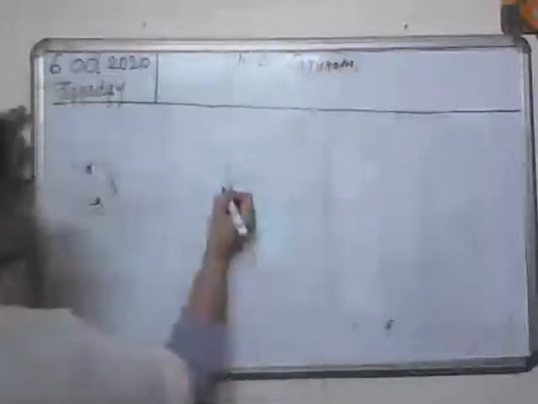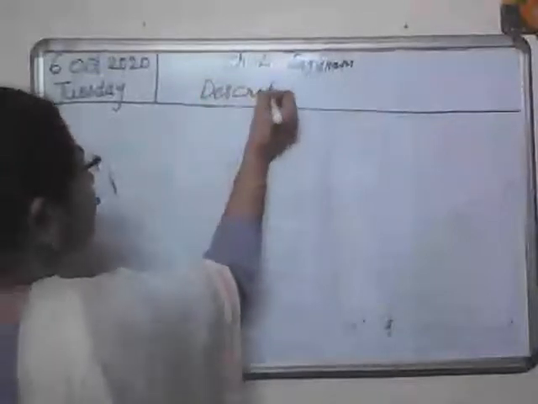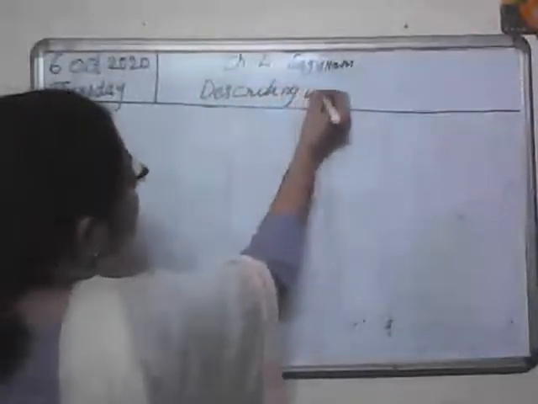Today is 6th October 2020, and the day is Tuesday. We are dealing with our chapter 4 from English grammar, that is describing words.